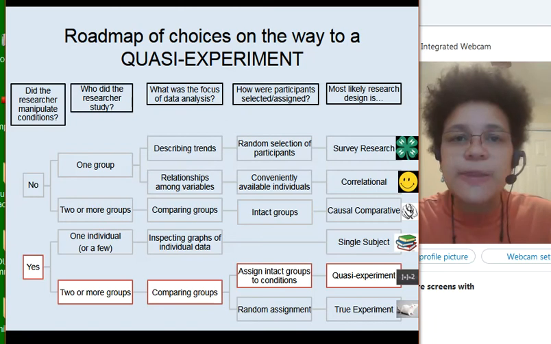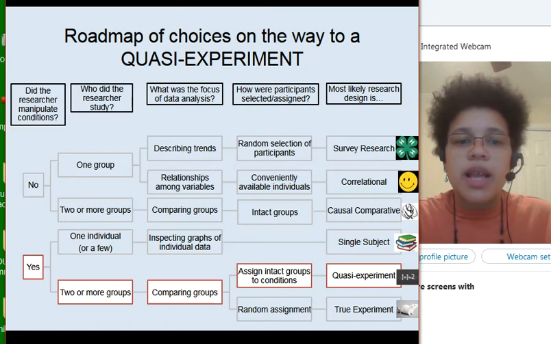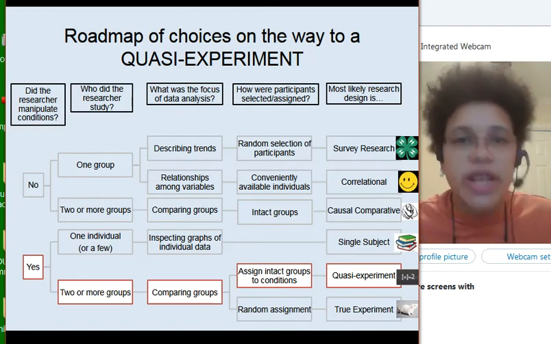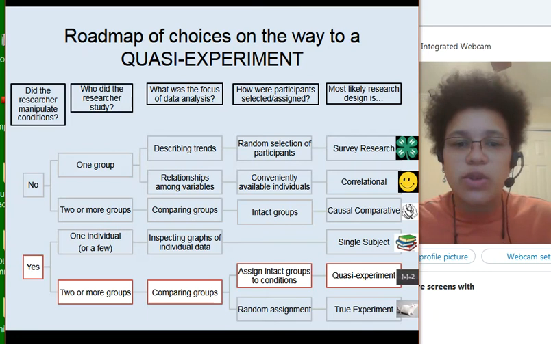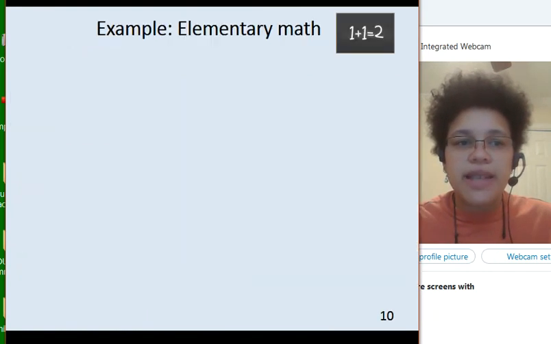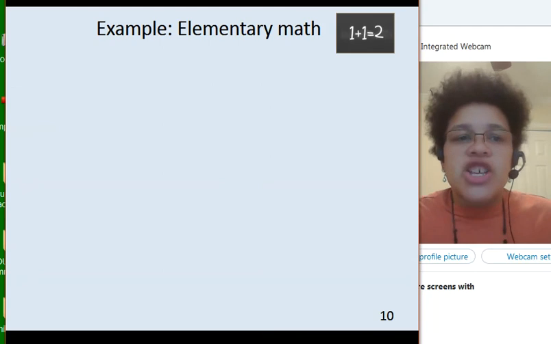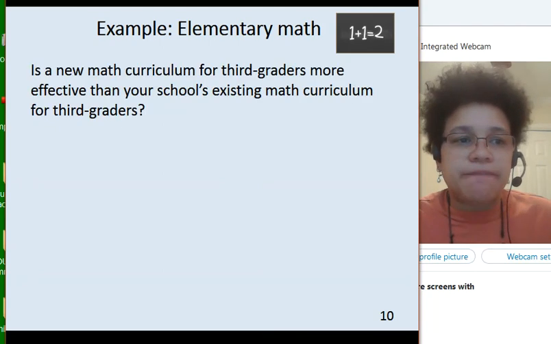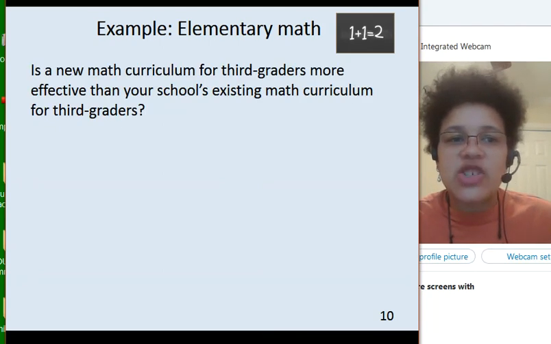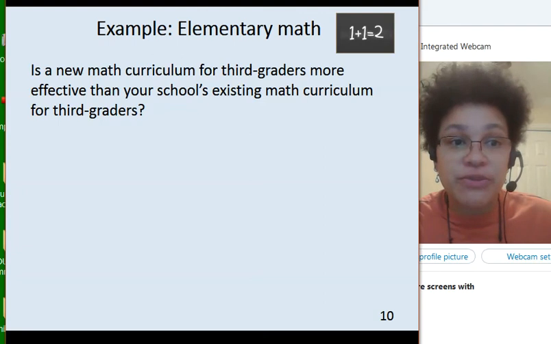With a quasi experiment, the groups already exist. You're not assigning them to a group, and the example we're going to use is a math example, teaching math. So, elementary math. Here's the question: is a new math curriculum for third graders more effective than your school's existing math curriculum for third graders? This is a very plausible question someone might want to investigate.